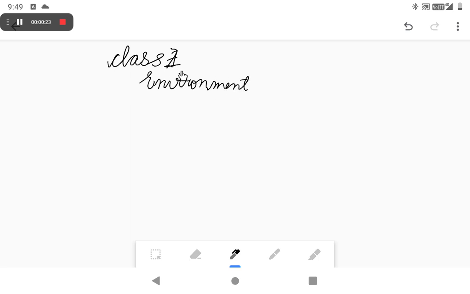Today we will be studying class 7 geography chapter 1, which is environment. There are some keywords which we need to learn before starting this chapter. So what are the keywords? First is the environment.